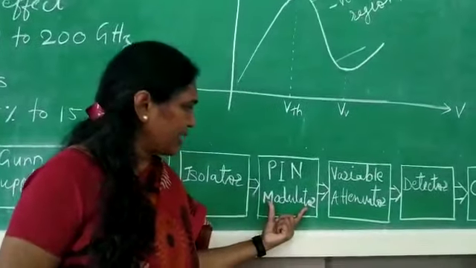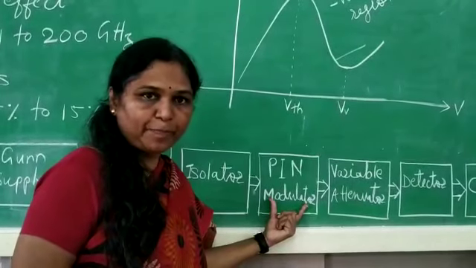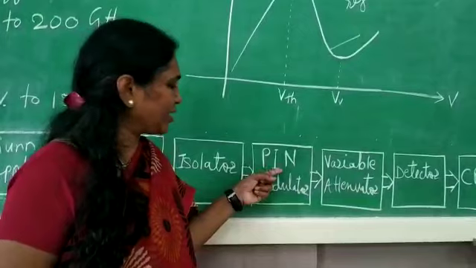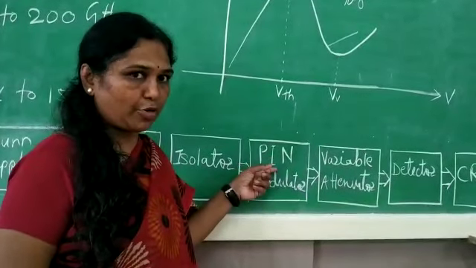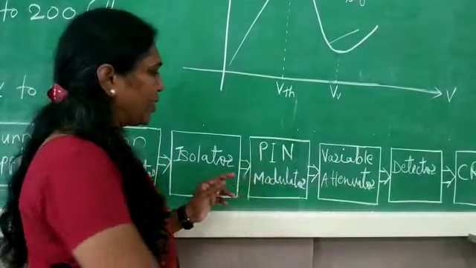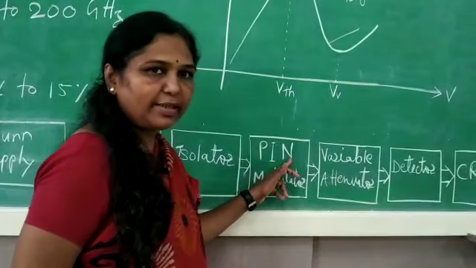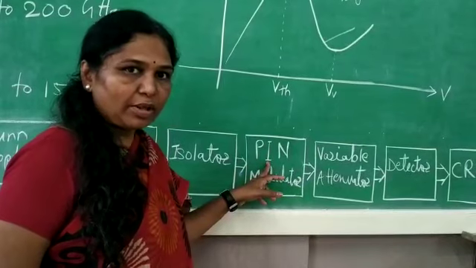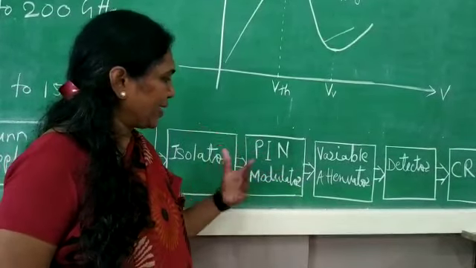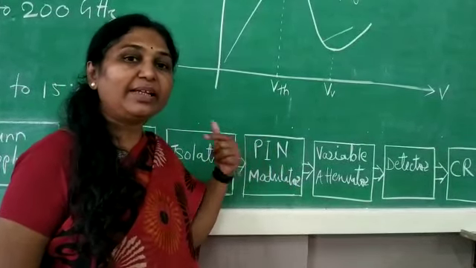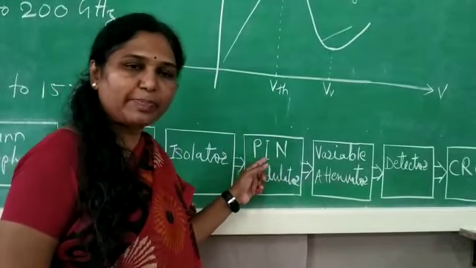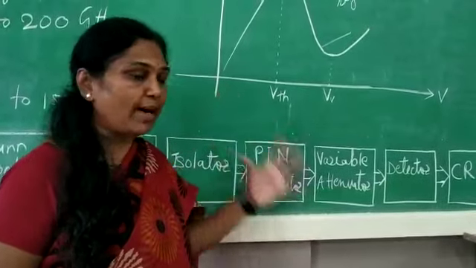Then here we have to use the pin modulator. In the pin modulator, we are going to use a special diode, which is the pin diode. What is a pin diode? P-type material and n-type material separated with intrinsic material. Therefore, the switching capacity of the pin diode is very high compared to the normal diode, and that's why we can use the pin diode up to 1000 GHz.